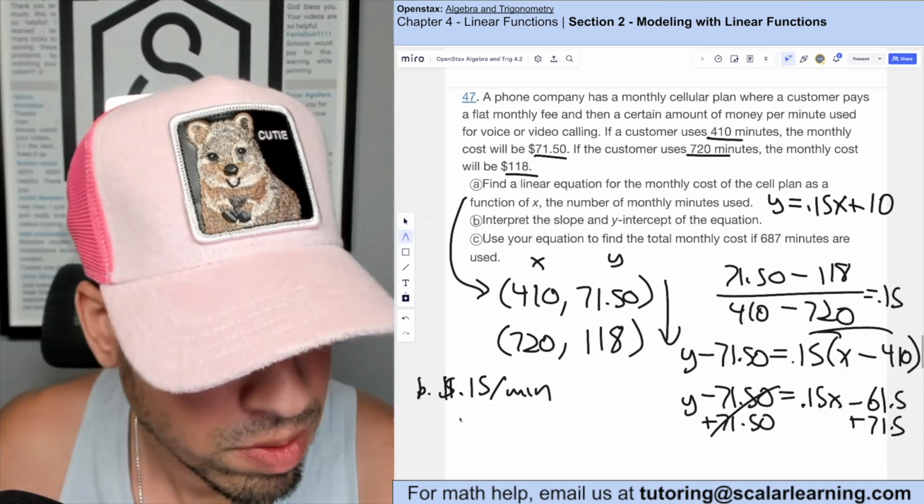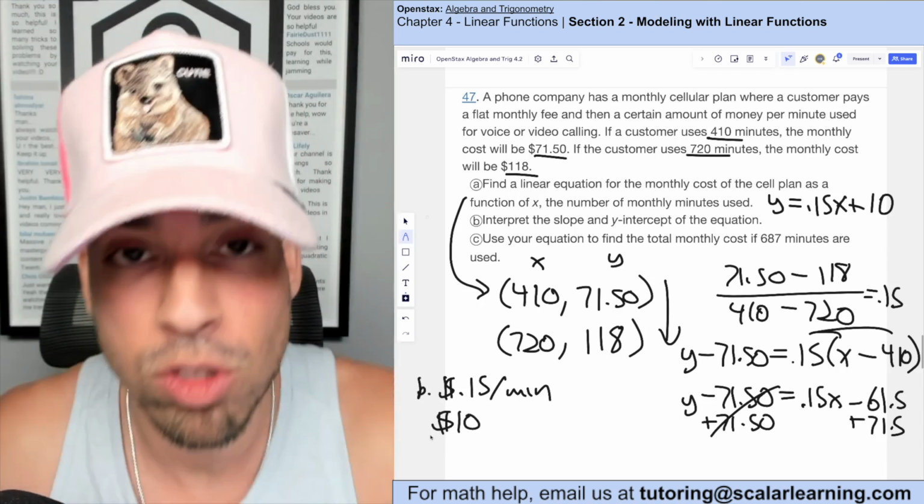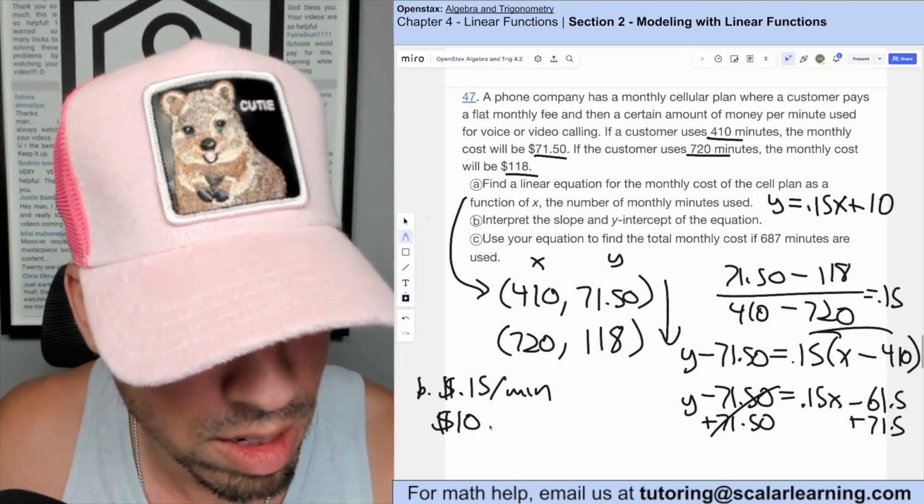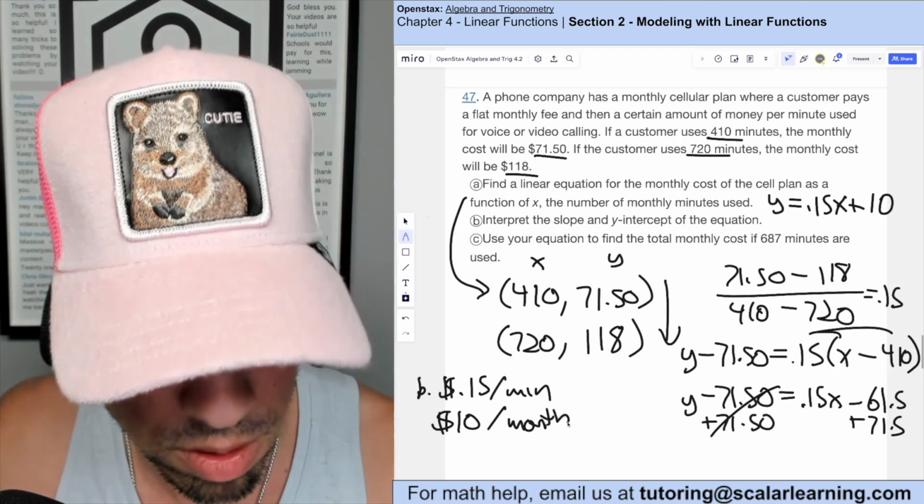And the y-intercept of 10 means that if you use no minutes, right, your baseline cost, your initial cost per month, is $10 per month if you have 0 minutes.